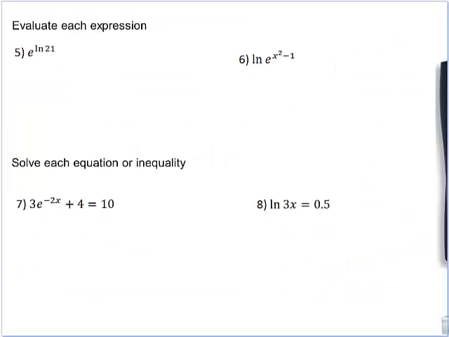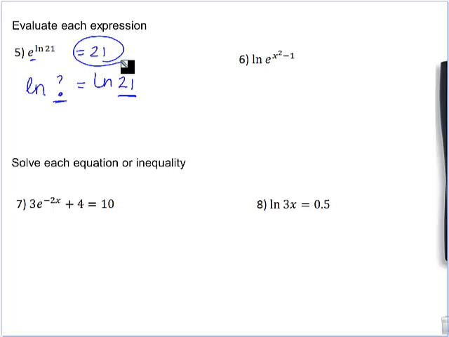Okay, now we'll do some more examples. We want to evaluate each expression. e to the natural log of 21. Well, this is currently written as an exponent, so we're going to rewrite it as a natural log. Our base is e here, so we would have the natural log of whatever it is supposed to be should be equal to the natural log of 21. Well, of course, whatever that should be then should be 21.